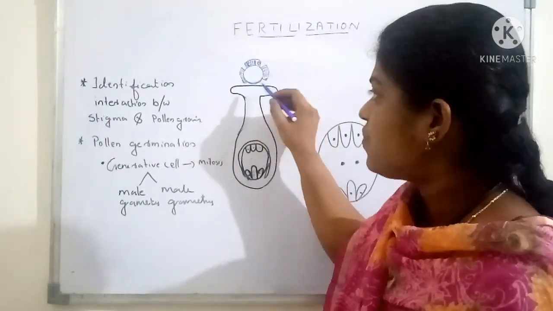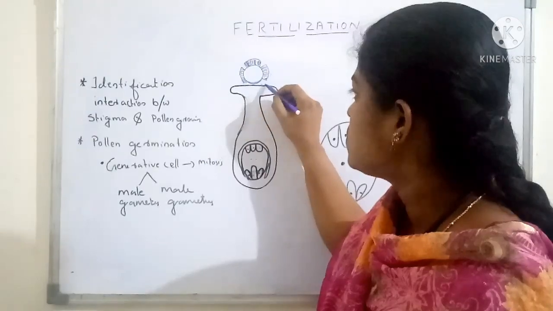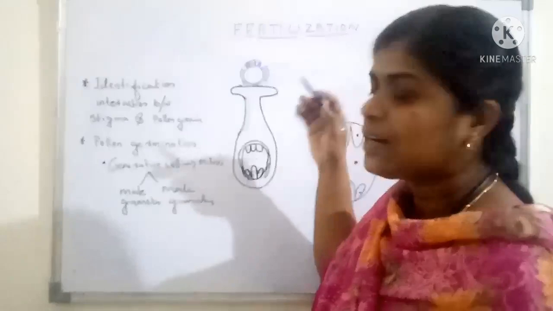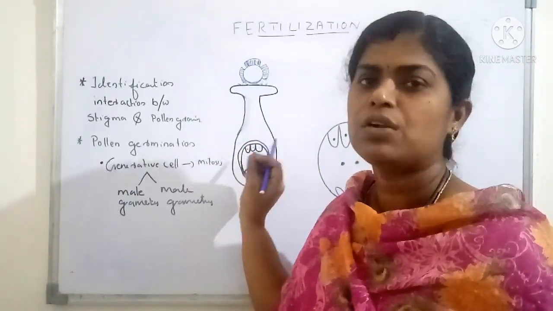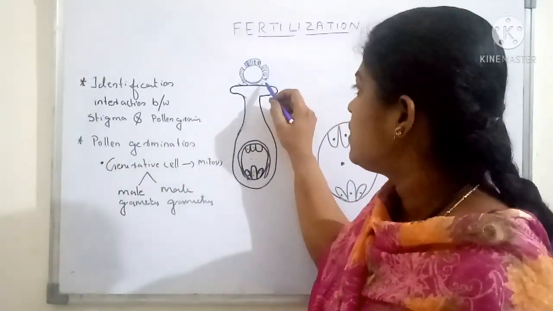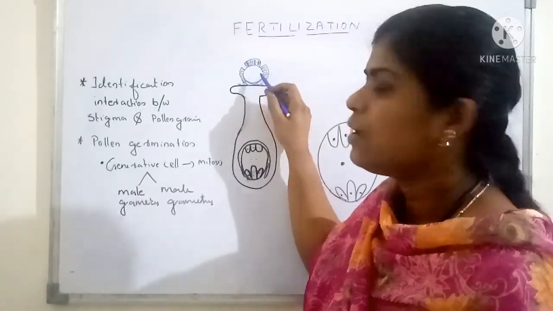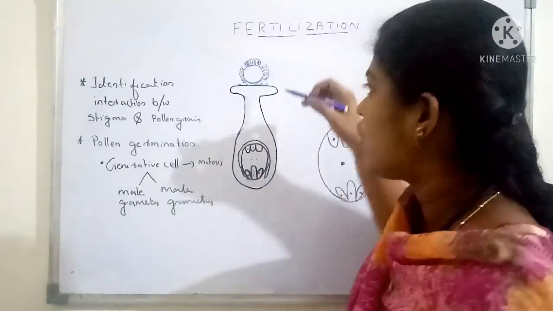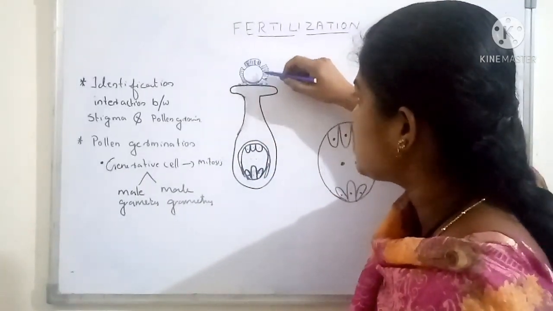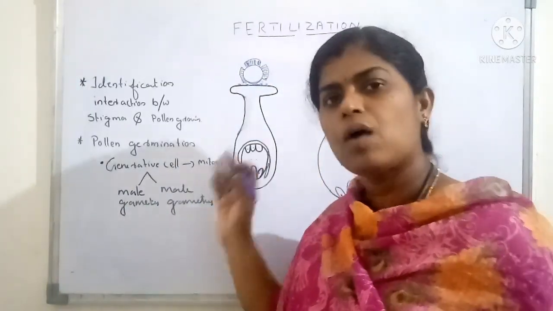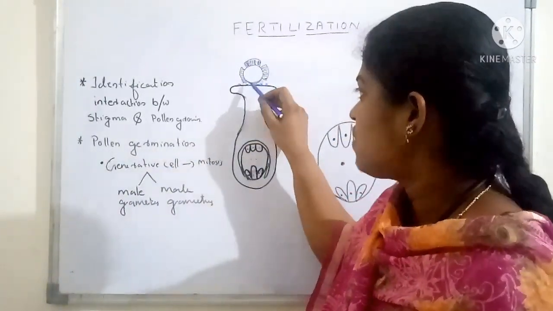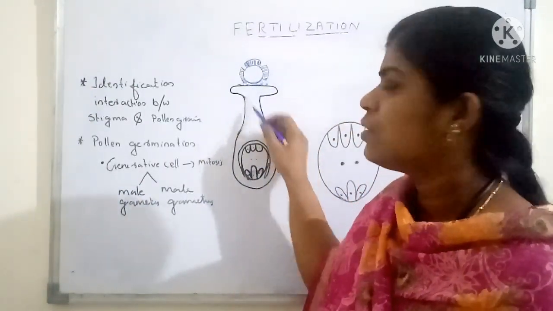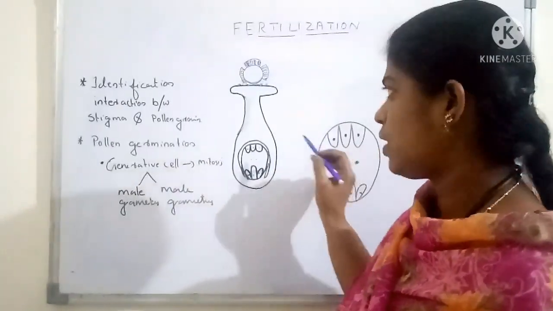After the identification, the stigma produces a sugary liquid, and that actually starts the germination of the pollen grain. The sugary liquid is absorbed by the pollen grain, and that is the first step of germination. Yesterday I told you that there is a portion where there is no exine. Exine means the outer covering of the pollen grain. The portion without exine is known as the germ pore. Through the germ pore, the pollen tube arises.